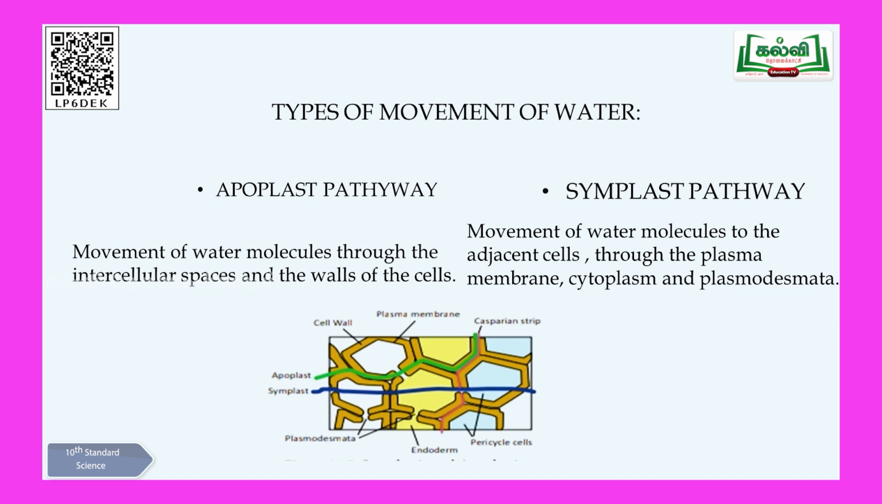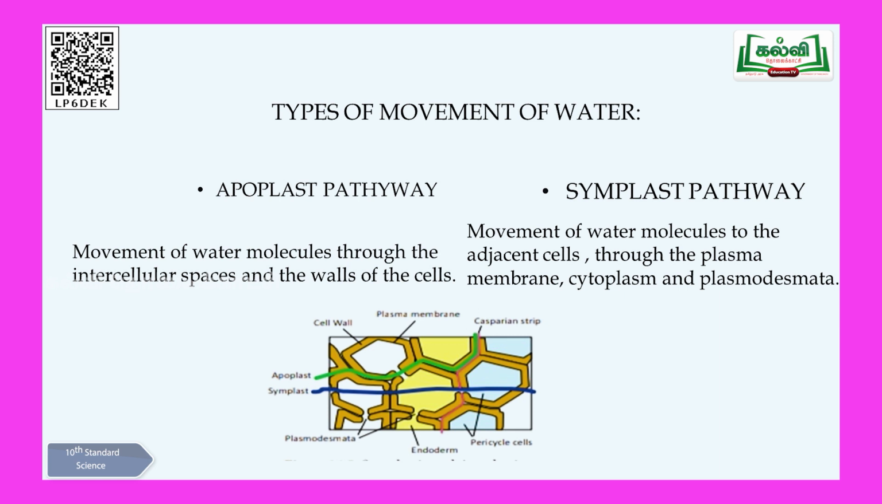So, in between these two cells, there will be a gap, there will be a space, that is called intercellular spaces. Okay. Next one, wall, as I mentioned, that black color line, wall is nothing but plasma membrane. So, apoplast movement of water takes place only through these two ways. One is intercellular space, another one is the wall of the plant cell.